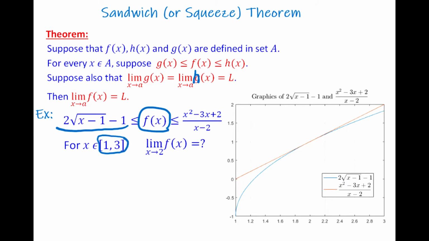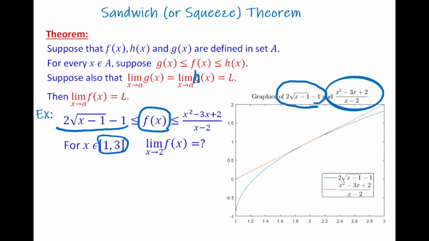And again, we will take a look at the limit of the smallest function and the highest function at the point x is equal to 2. If they are the same, then we're going to say that the limit of f of x when x goes to 2 is also the same as the others. So I put here also the graph of those two functions. This is the first one, 2 times the square root of x minus 1, minus 1. And this is our second function.